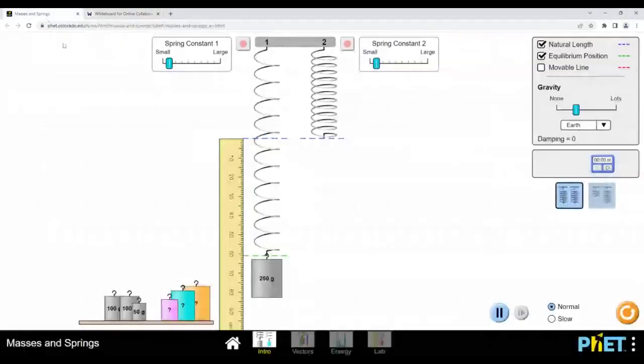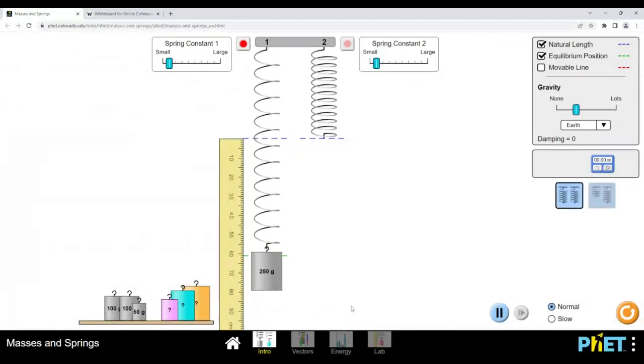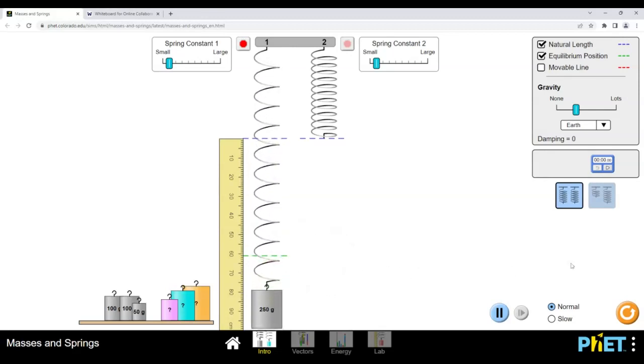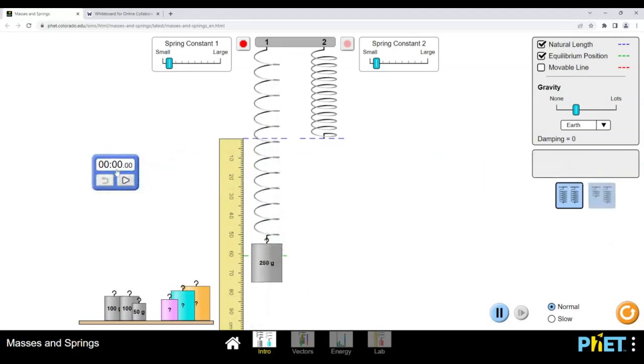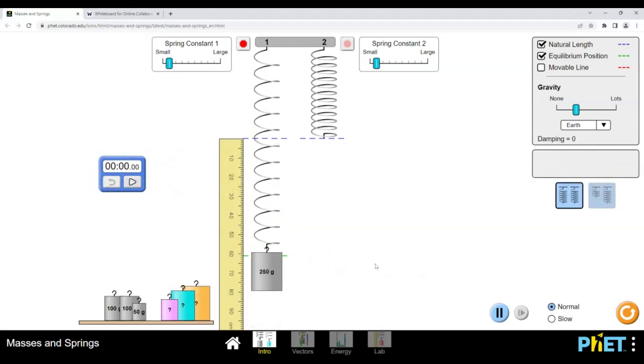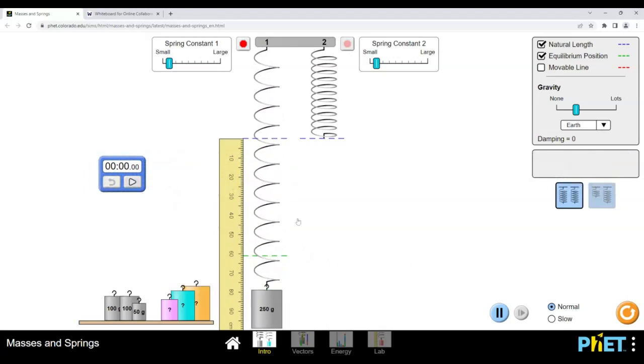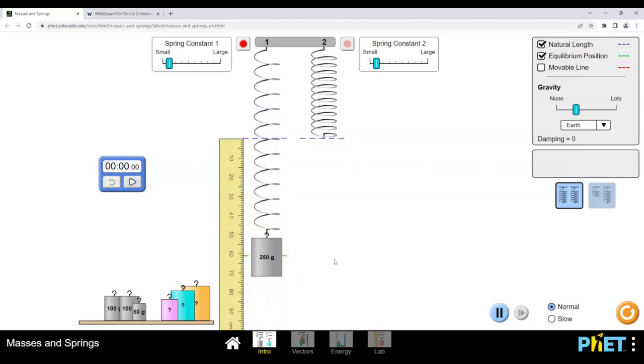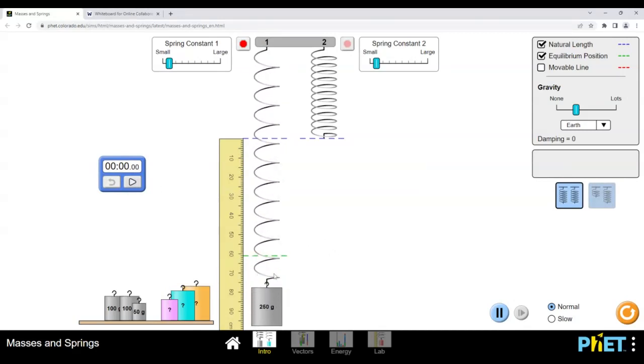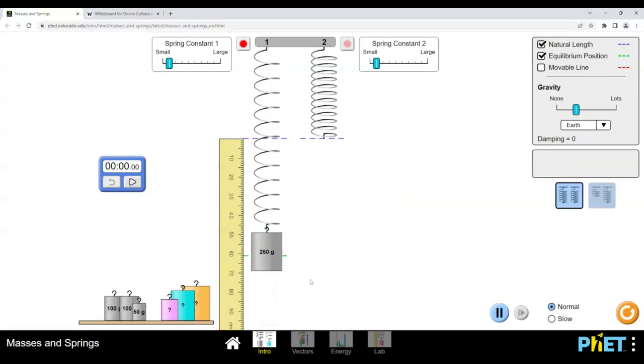Okay, then for the next part, unfortunately, this isn't super exciting, but we want to start this in motion. So it doesn't really matter how much you move it. We just want to make it move. And then we want to use the timer to see 10 oscillations, just because it's really hard to start and stop for one oscillation evenly. Then also it's a little bit difficult sometimes to tell where to stop and start.